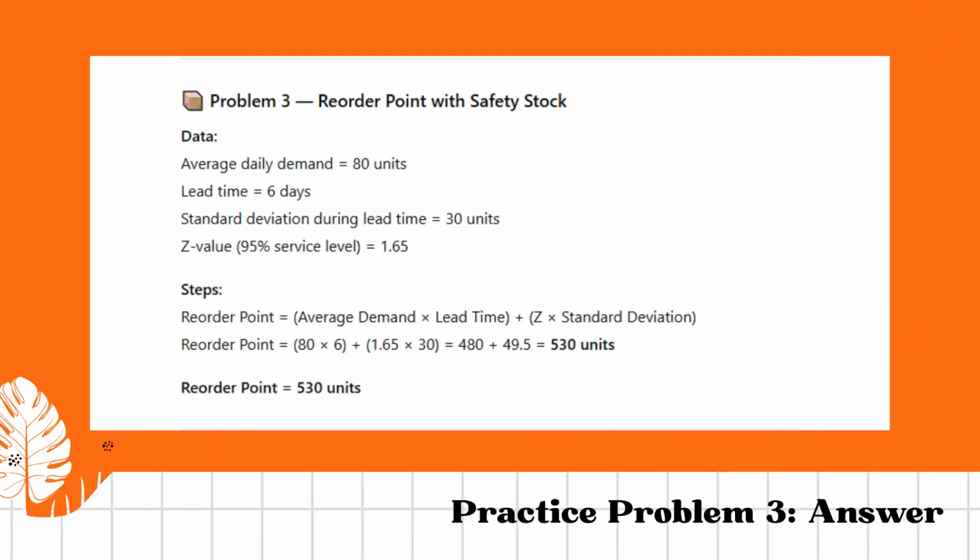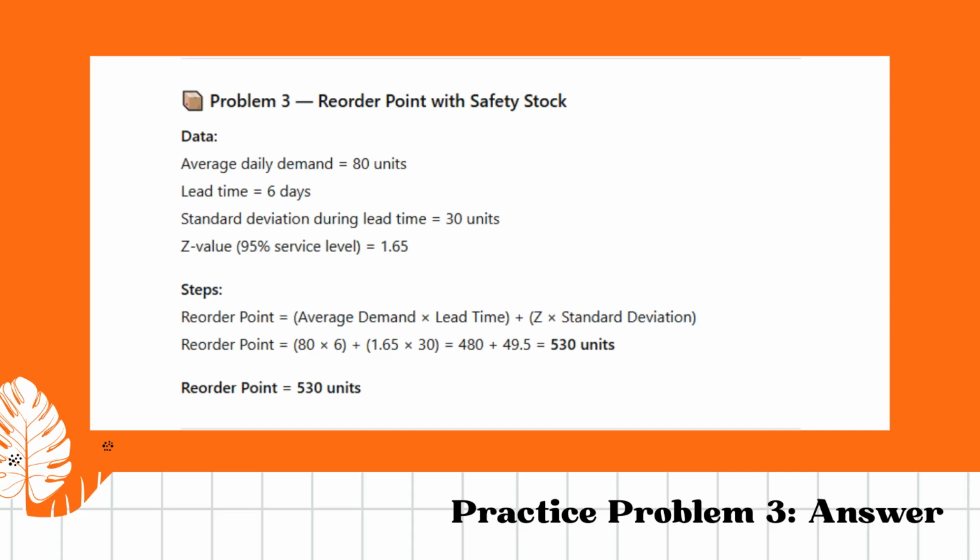Problem 3. Reorder point with safety stock. Data. A part is used at an average rate of 80 units per day. The supplier's lead time is 6 days, and demand during that time can vary by about 30 units. The company wants a 95% service level, which corresponds to a safety factor of 1.65. We need to find when to reorder.